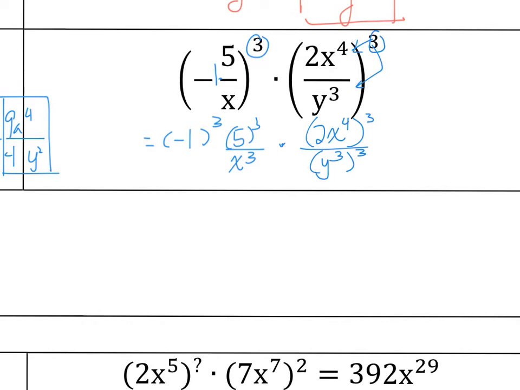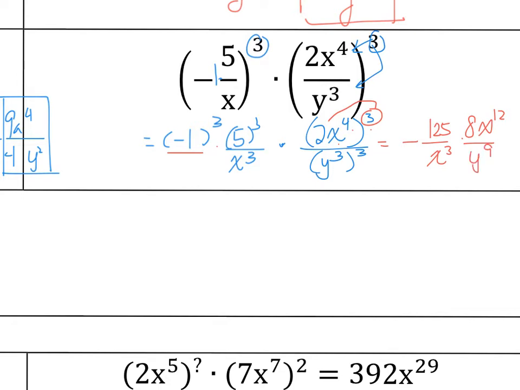Okay, let's take this one factor at a time. -1 cubed is still negative. 5 cubed is 125 over x cubed. And I need to share the 3 with each of these factors. So 2 cubed is 8. And then x to the 4th power times 3 is x to the 12th power. And the last one, y to the 9th power.